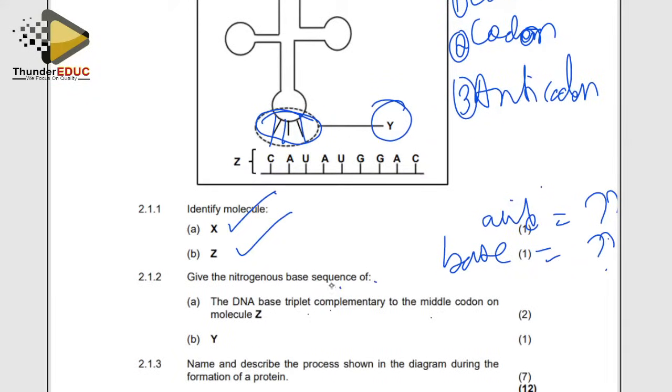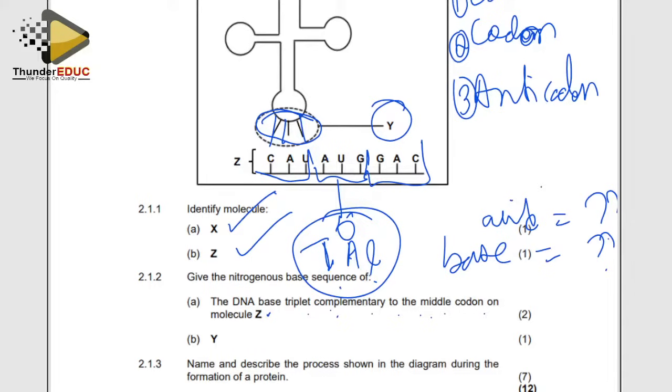They're saying give the nitrogenous base sequence of the DNA triplet complementary to the middle codon on the Z. Where is Z? Meaning the middle codon, they're looking for this. This is a messenger, so it's going to be A goes with the T, and then U goes with the A, and then C. So that's how it's going to be. Is it clear?